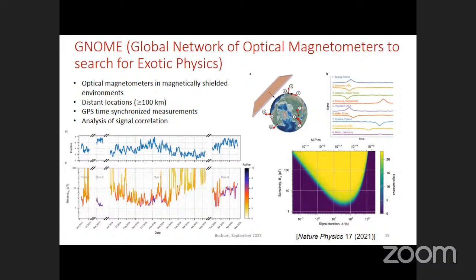And we also used during my postdoc optical magnetometers to do again a search for exotic physics using a global network of optical magnetometers, some through the Earth, say in China, in Israel, in US, and in Poland, that we took time synchronized measurements to look for peculiar changes in these local magnetic fields.